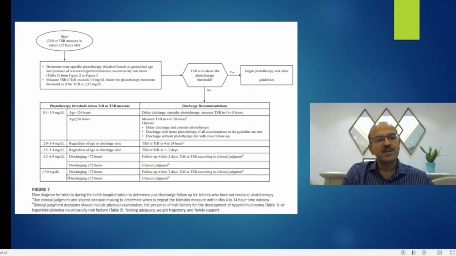If it is more than 7 mg% below the phototherapy threshold and they are discharged less than 72 hours, you bring them back within 3 days. And more than 72 hours, already their risk is very low, so you can bring them back 3 to 4 days or whatever. So usually we bring them back maximum 3 to 4 days after discharge, even if they are very low risk, just to make sure the other parameters are going well.